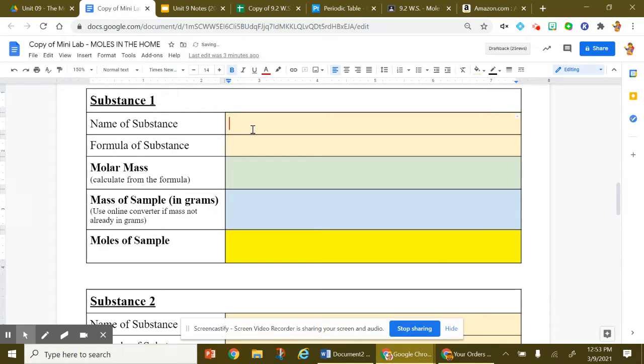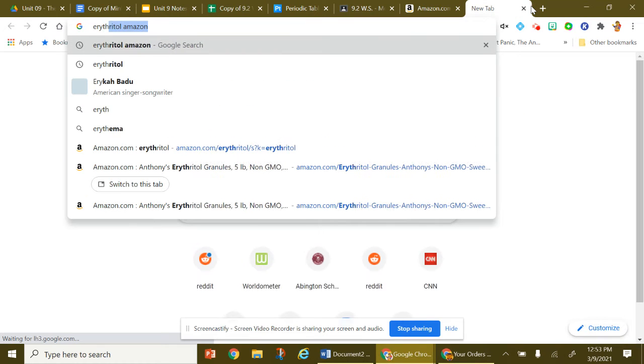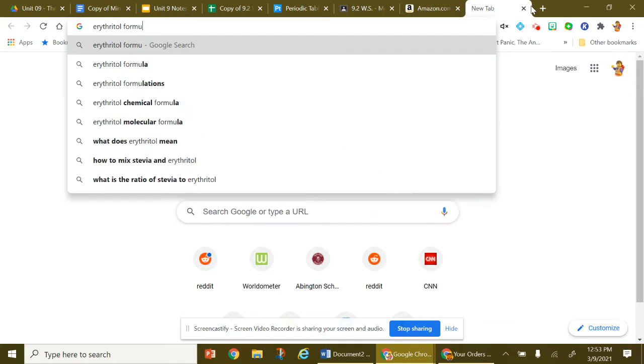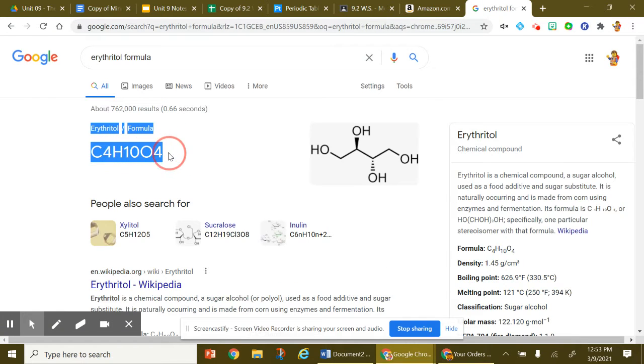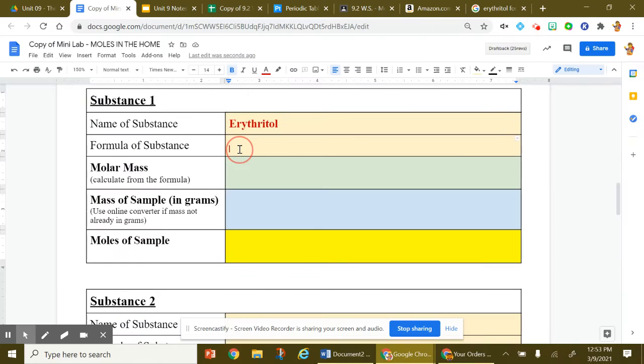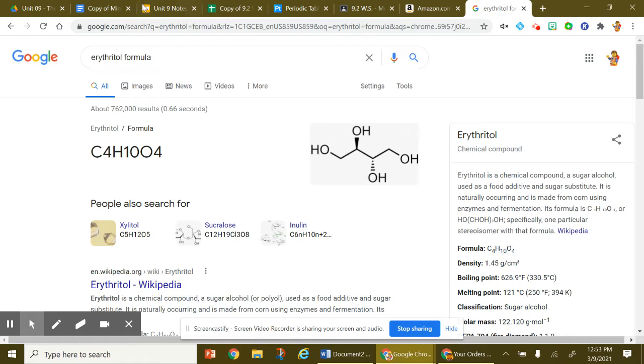All right, bam. So, name of the substance: erythritol, my favorite artificial sweetener. Now, formula of the substance. What is the formula of erythritol? Well, I'll look it up. Erythritol formula. C4H10O4. That is the formula of erythritol. Is that what that is? No, let me look over time. C4H10O4.